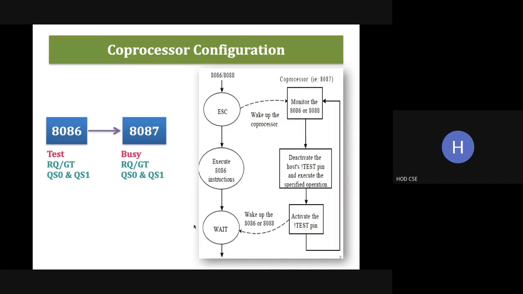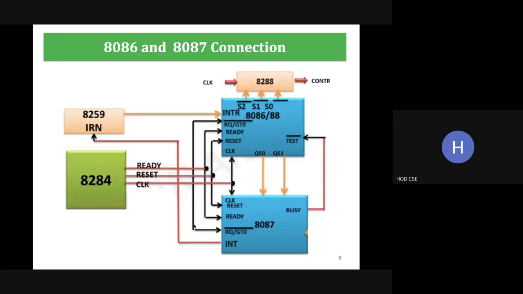So this is the block diagram representing the connection between 8086 and 8087. Here we have 8086. This 8088 is another processor. It is also a 16-bit processor, but in some configurations it differs from 8086. 8087 is a coprocessor which is common to both the processors 8086 and 8088.